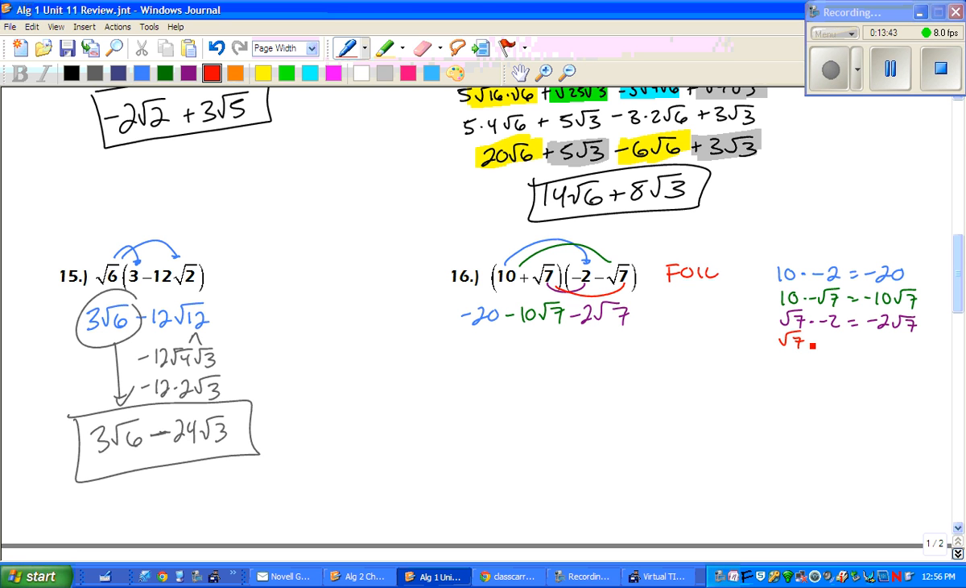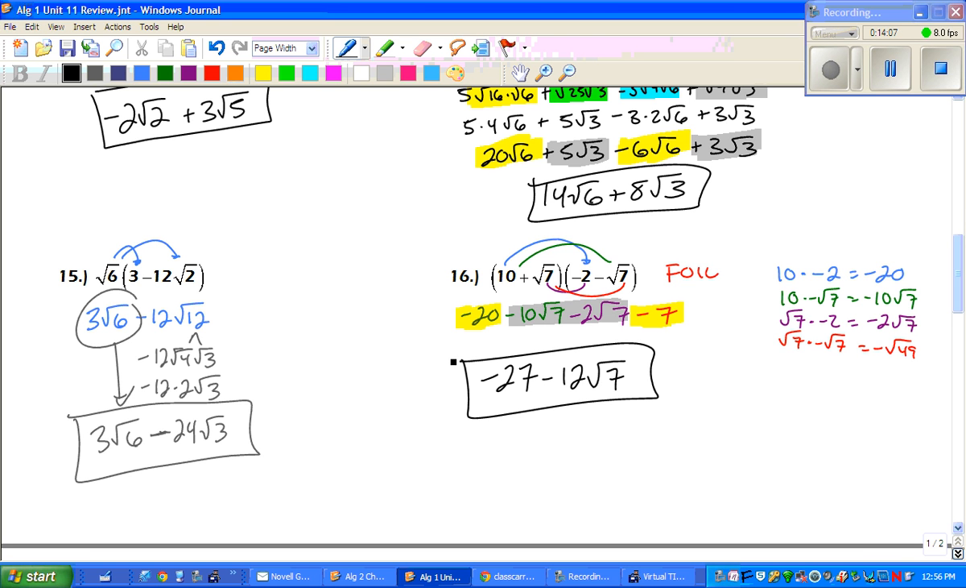And then we got square root of 7 times negative square root of 7, which is negative 49, and that is actually negative 7. Okay? Go ahead and combine your like terms, and you get negative 27 minus 12 root 7.